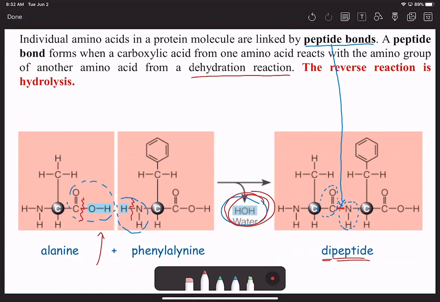The reaction is reversible, and this is what we're going to call hydrolysis. So hydrolysis is the reverse. If I have a peptide, which is a bunch of amino acids that are bonded together, and I perform hydrolysis, I'm going to break up that protein into its individual amino acids. So here's my dipeptide, and we're going to break it up, and we'll get phenylalanine and alanine. So we have a dehydration reaction to make the peptide, and a hydrolysis reaction in order to break up the peptide bonds that we have there.